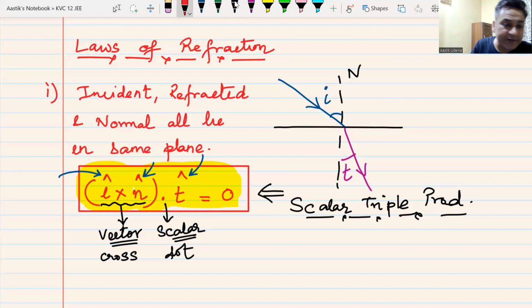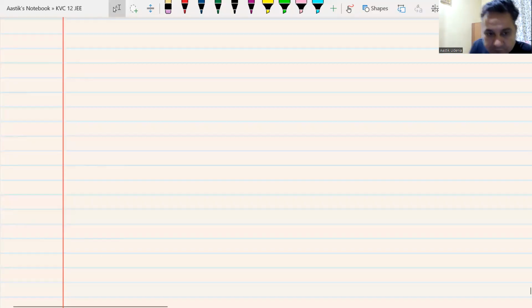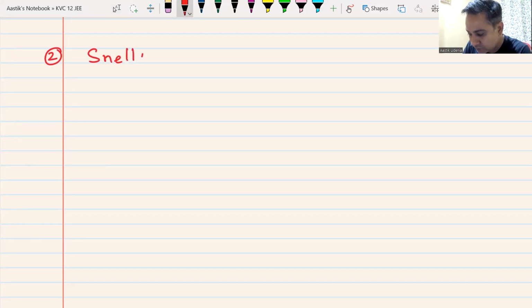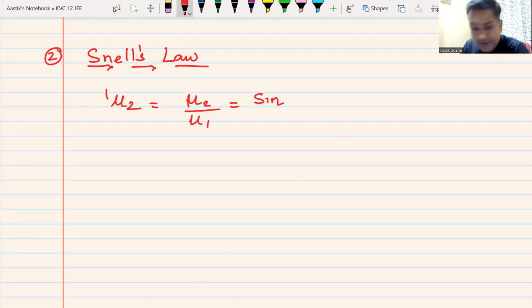What is the second law, my dear friends? Say. Don't be shy. Mu1 sin I is equal to mu2 sin R. Okay, well done. So that is known as Snell's law. Everyone knows Snell's law, yes or no? So it basically says that the refractive index of 2 with respect to 1, which is nothing but mu2 by mu1, is nothing but sin I by sin R.